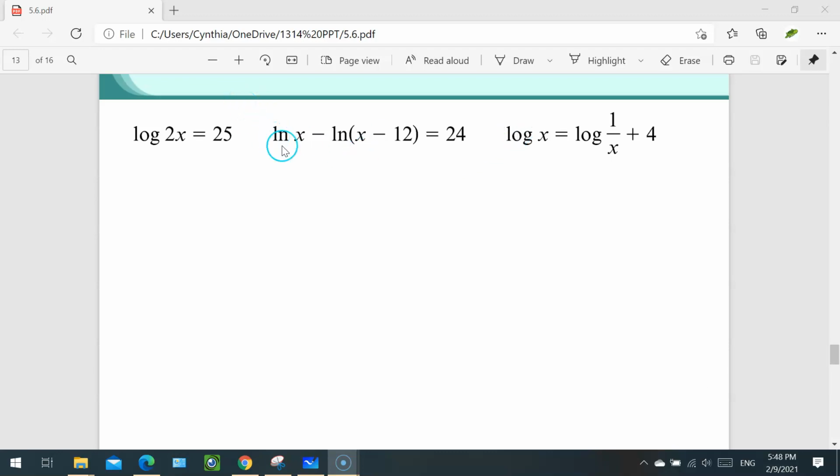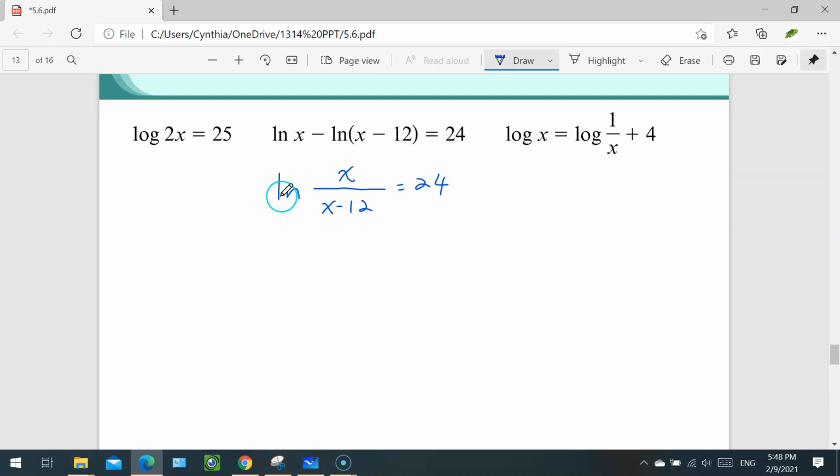ln x minus ln (x minus 12) equals 24. Now, on the left-hand side of the equation, we have two ln. So we condense these two ln into a single ln, and then we can solve for x from there. Since there's a minus sign here, we go with the quotient rule. The quotient rule comes in fraction form: the first term goes to the numerator, the second term goes to the denominator, equals 24.